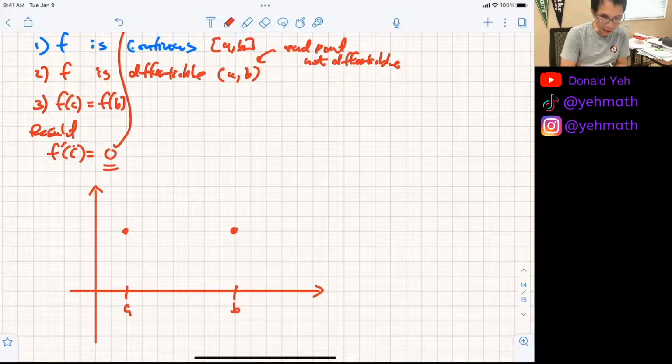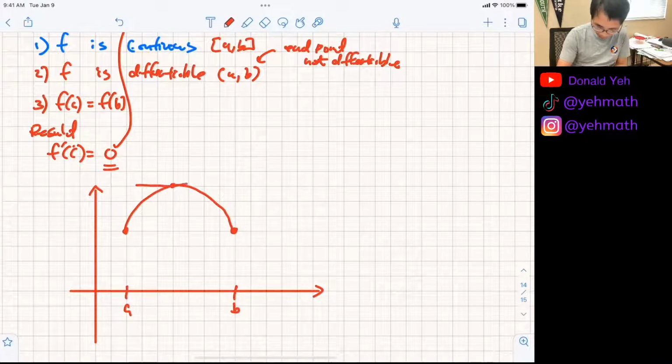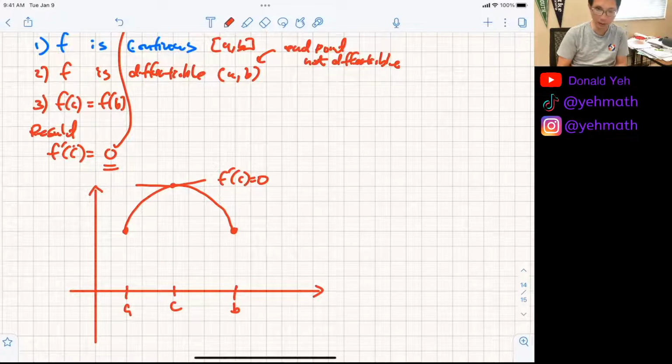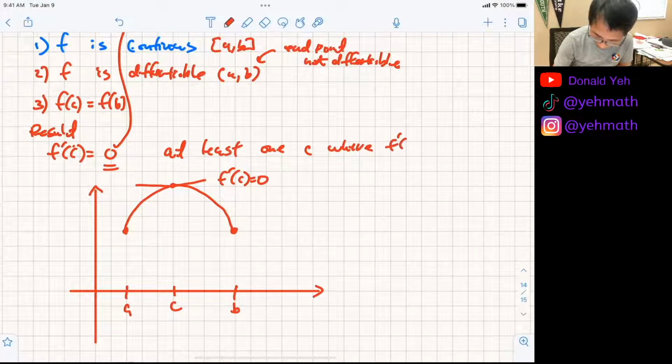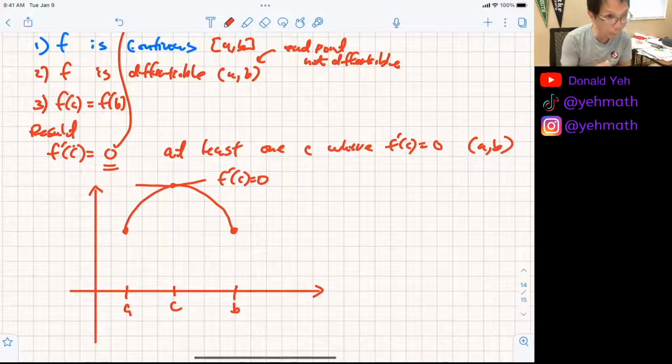Yeah, f of A has to equal f of B, and we're going to build a very easy continuous function, just like a peak right here. And here f prime of C is equal to 0. So you can have at least one C. The result is at least one C where f prime of C is equal to 0 between A and B, not including endpoints, again, not including endpoints, and that's Rolle's theorem.